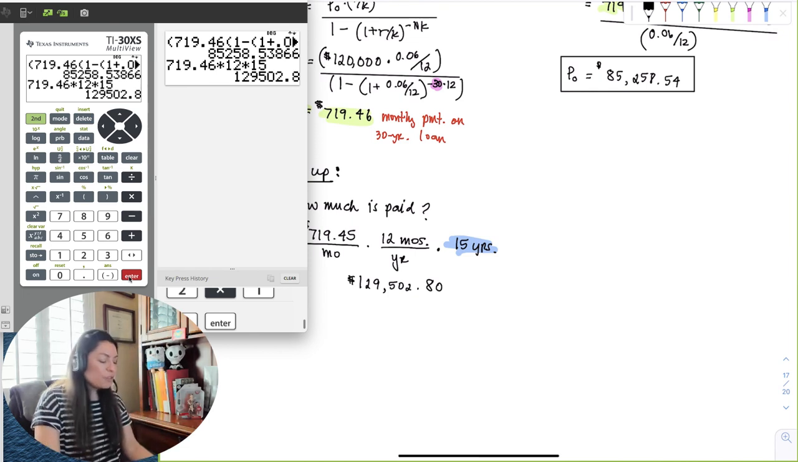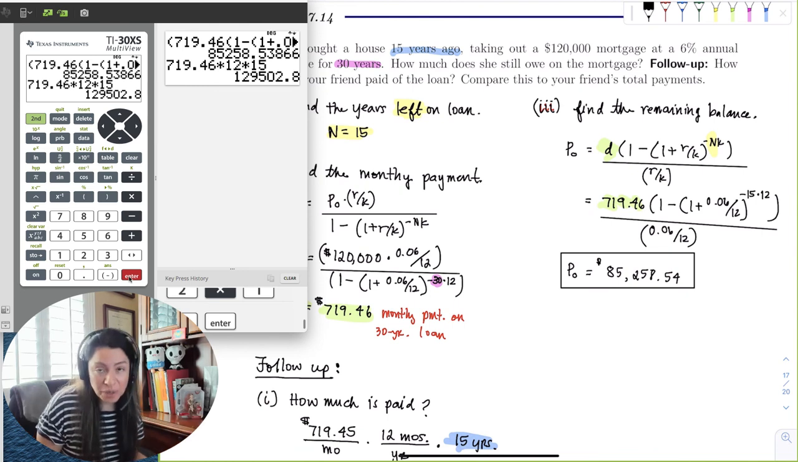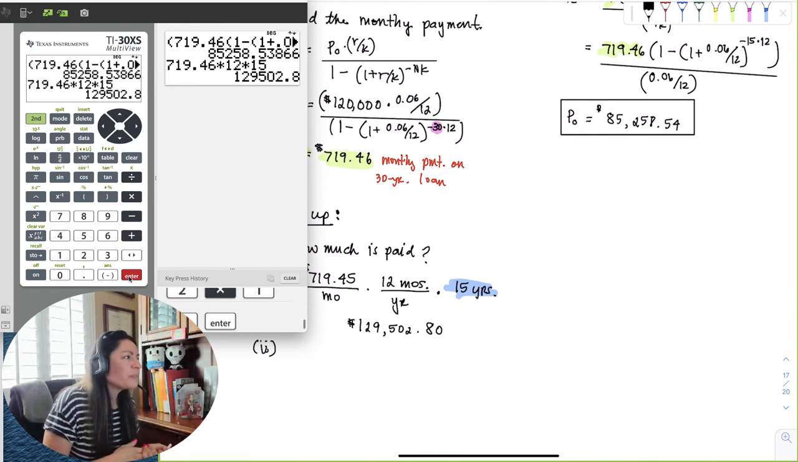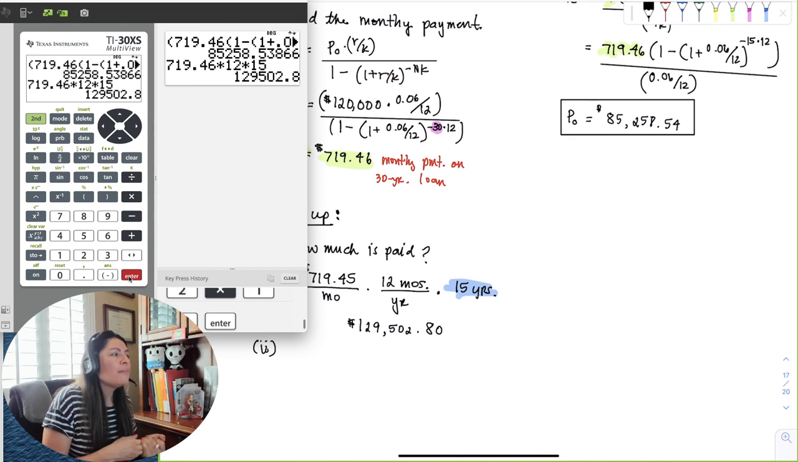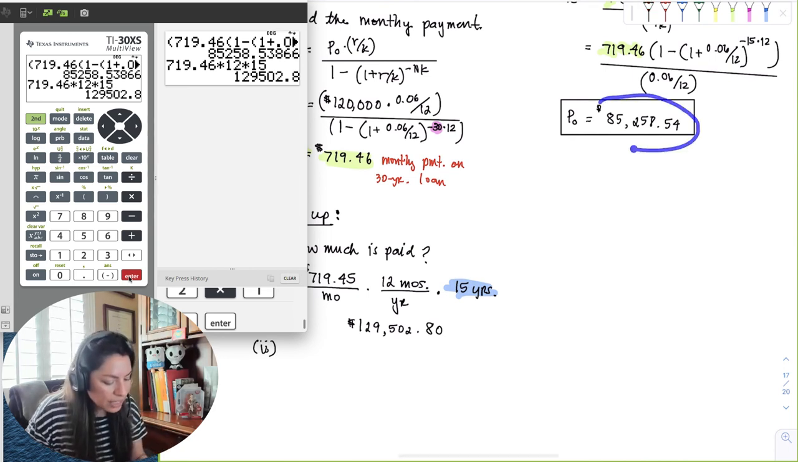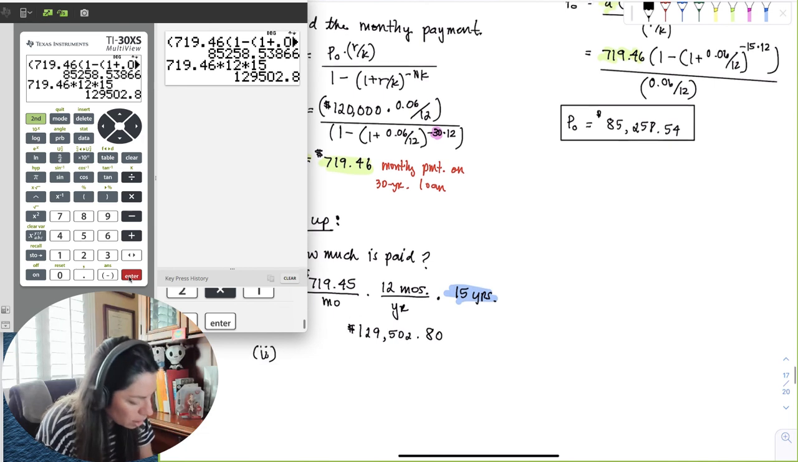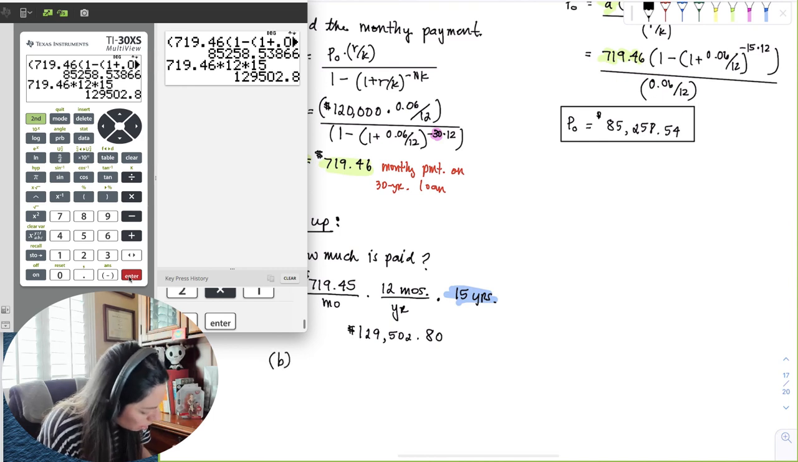Now, your friend has taken out a $120,000 loan, and yet somehow your friend has paid over that in payments. How in the world does your friend have $85,000 left, right? So let's continue this. How much has your friend paid? Well, your friend has paid $129,000 in payments. Let me put that as part A and then part B, and then I'll put in parentheses total payment so you don't forget.